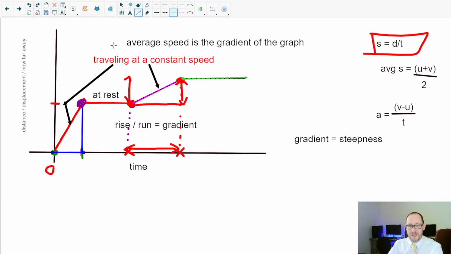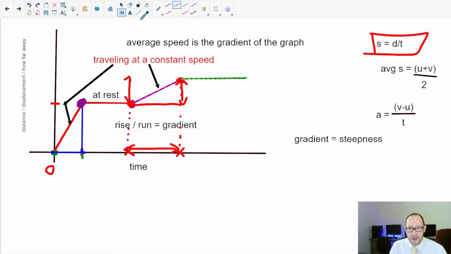All good. So that is what happens, and this is called a distance time graph or a displacement time graph. That you have displacement on the y-axis and time on the x-axis. And to be honest with you, that's the hardest bit. The hardest bit is actually realizing, what am I dealing with here? What do I actually have to solve?